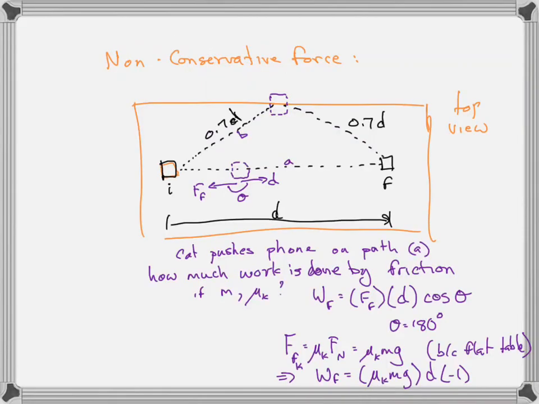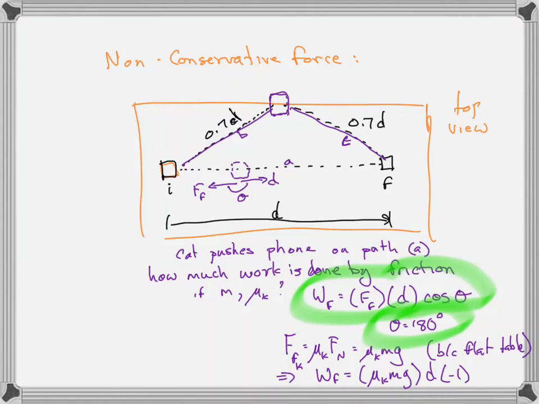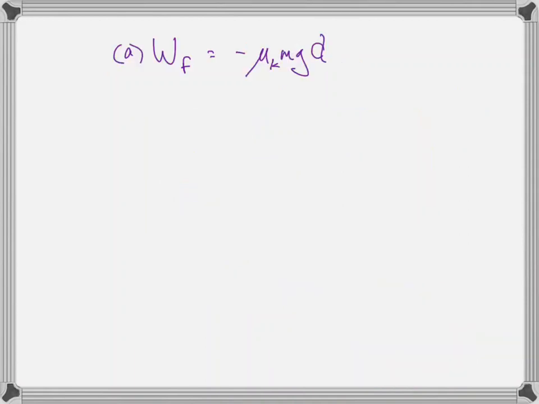Now, let's look at path B. Let's take path B as being half that, from there to there. That's path B, and then we'll make this path C. For path B, the work done by friction is still the frictional force times the displacement times the cosine of the angle. The angle is still the same. My displacement is now 0.7d, and the frictional force is still mu k mg. The frictional force doesn't change. So the work done along path B is that.